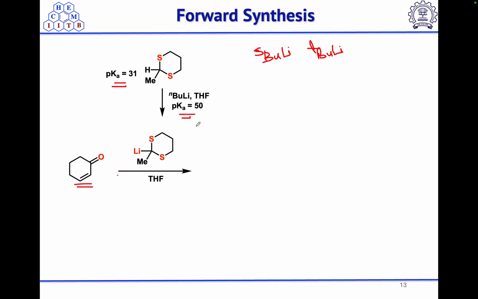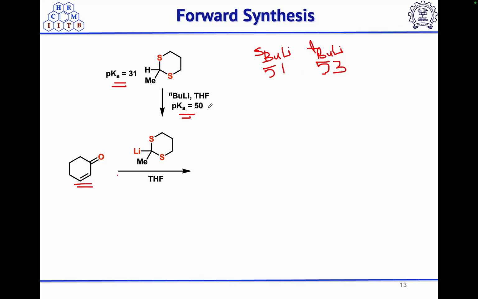Okay, no problem. The pKa value of n-butyl lithium is 50. I'll mention the pKa value of secondary butyl lithium, that is 51, and tertiary butyl lithium, that is 53. Those are the corresponding pKa values of secondary butyl lithium and tertiary butyl lithium.